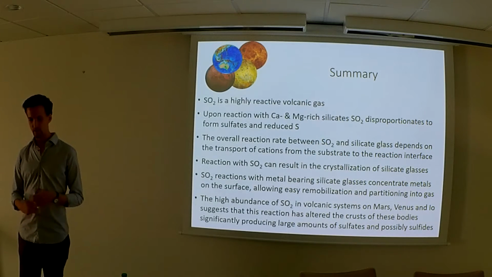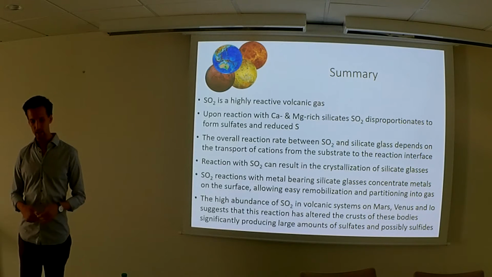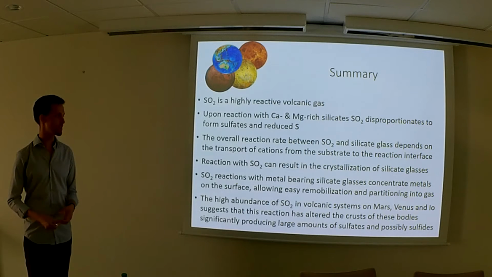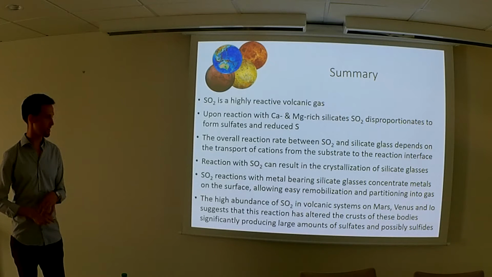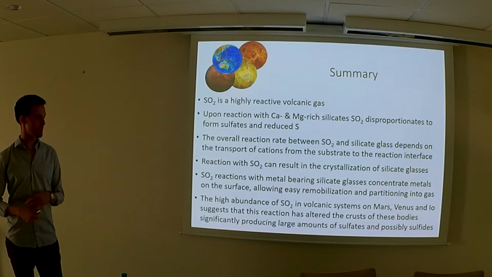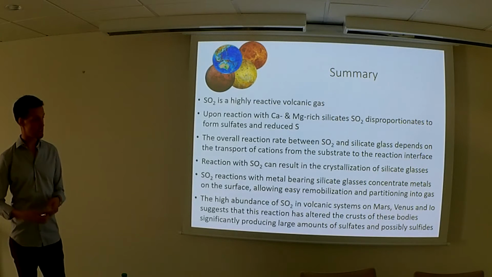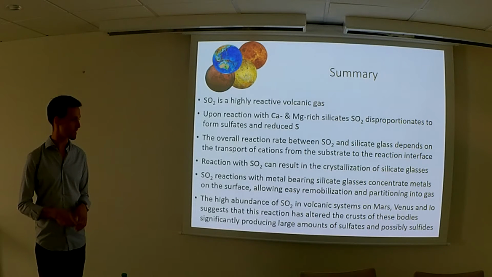The reaction can change the glass structures to cause crystallization, and it can mobilize metals that can then be more easily transported in a gas species. And finally, given the high abundance of sulfur dioxide in volcanic systems on a range of planetary bodies, remote or robotic investigations such as on Mars might actually show these kinds of textures of sulfates and sulfides together.